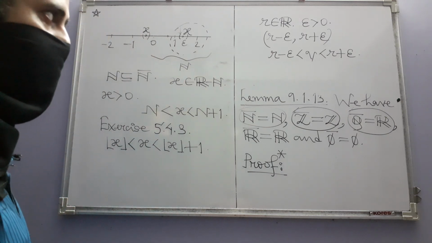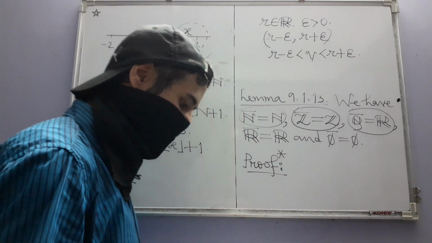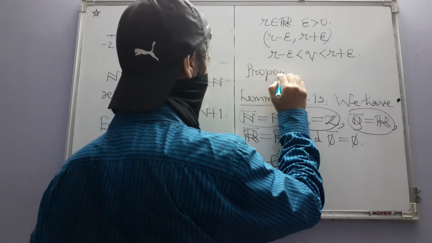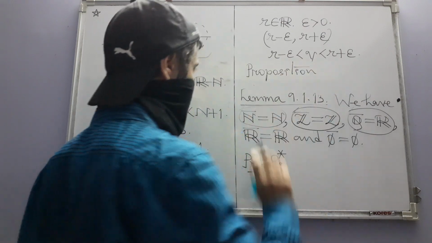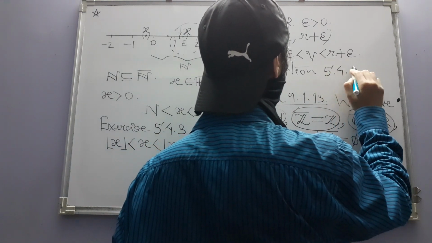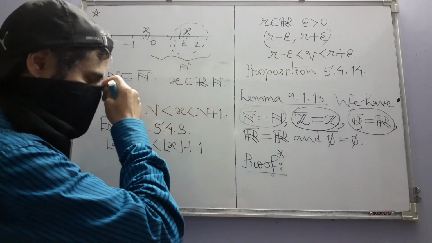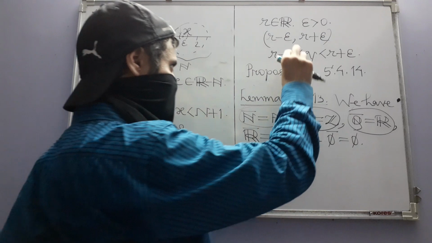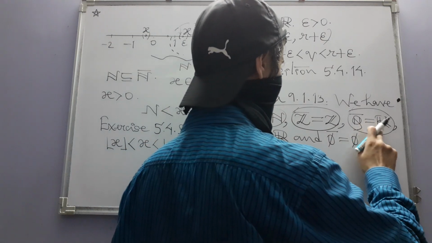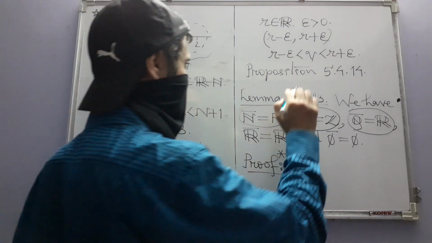But this comes from a property of rational numbers, namely their denseness, which is also something we have already seen. It is proposition 5413. It says that between any two real numbers, one of which is strictly greater than the other, there lies a rational number. And that's why every real number is the adherent point of the set of rational numbers.